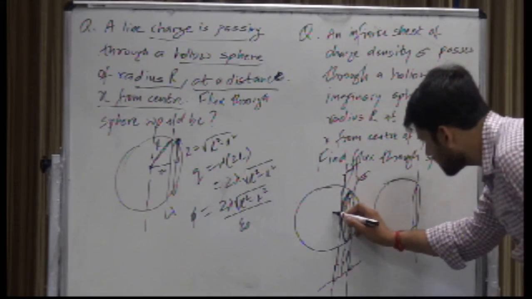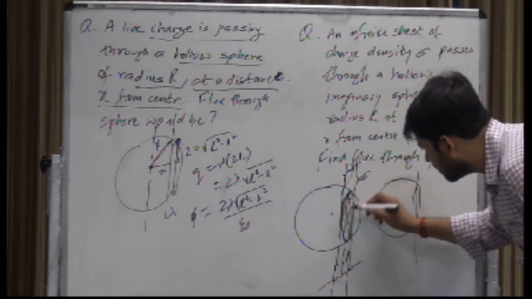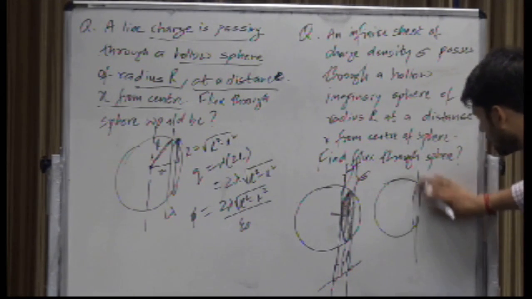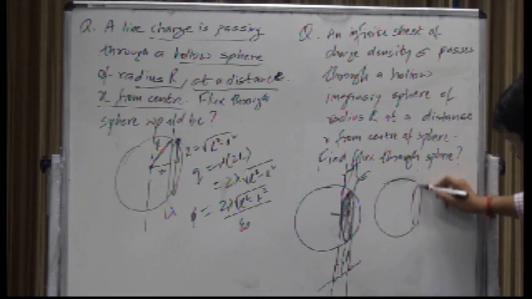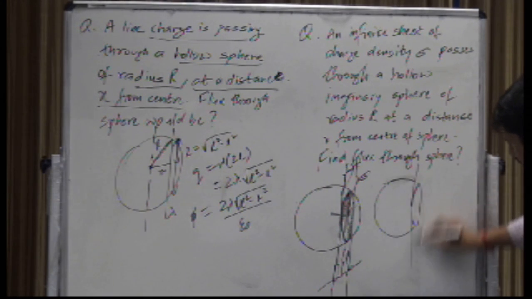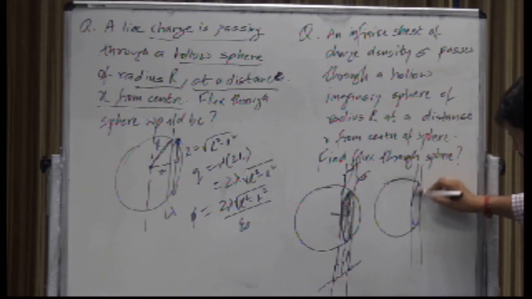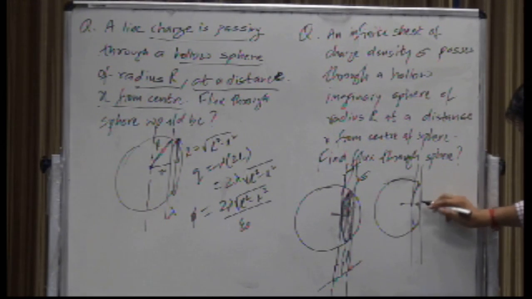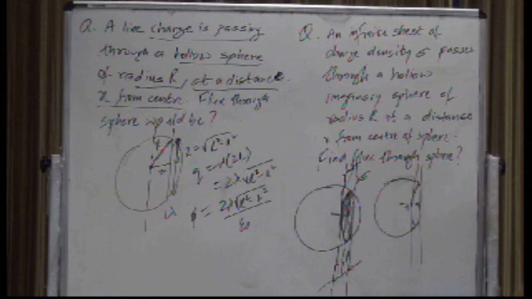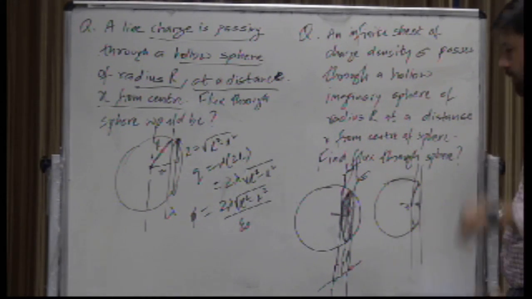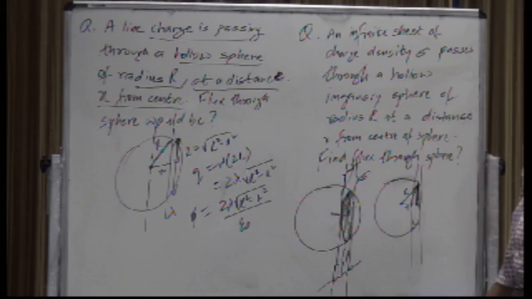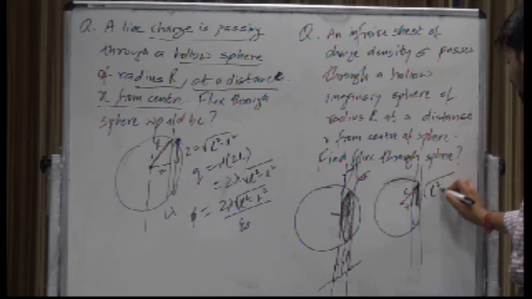So let's try to find out the area of this circular sheet. I will draw it here. This is the circular sheet, circular portion जिसकी मैं बात कर रहा हूँ. It passes through a distance x. Radius is r. What is the radius of this circular portion? Under root r square minus x square.